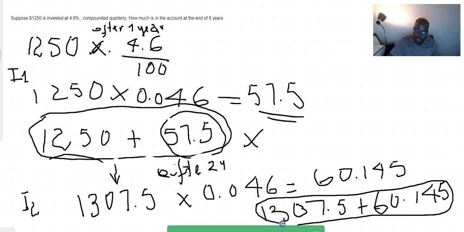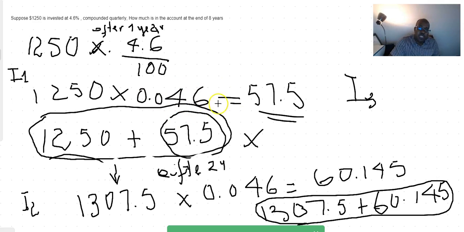I'm gonna do the same thing to find the interest after 2 years. What is it gonna be? It's gonna be this capital times the interest. But understand, it's a lot of work. Why not have a general formula? Besides, this is annually. They told me quarterly, which means I cannot use this interest.